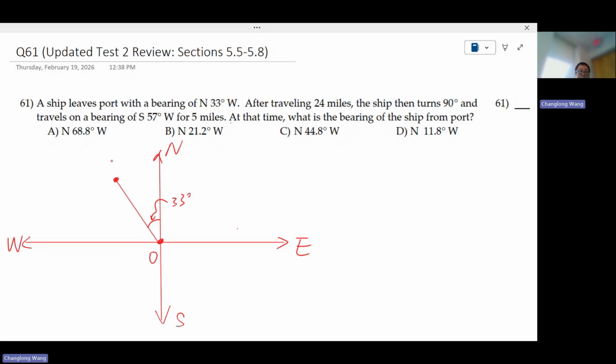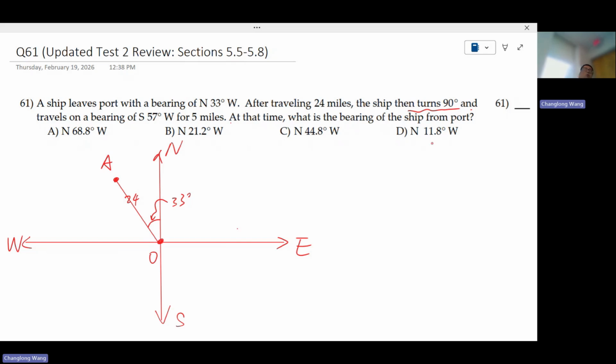So the ship, being at point A, and the distance from O to A is 24 miles. Then the ship turns 90° in order to travel in the direction with a bearing of south 57° west. So that was a little bit trickier than yesterday. The textbook problem told us either clockwise or potentially counterclockwise when the ship turns, but in this case, it didn't tell us.